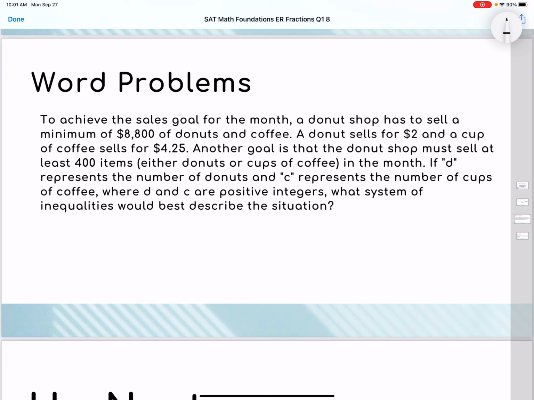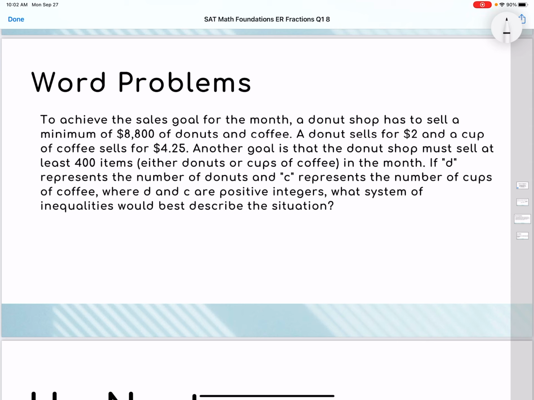So this problem says, to achieve the sales goal for a month, a donut shop has to sell a minimum of $8,800 worth of donuts and coffee. A donut sells for $2, and a cup of coffee sells for $4.25. Another goal is that the donut shop must sell at least 400 items, either donuts or cups of coffee, in the month. If D represents the number of donuts and C represents the number of cups of coffee, where D and C are positive integers, what system of inequalities would best describe the situation?